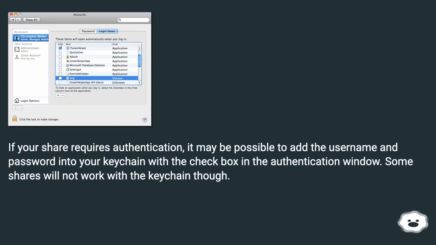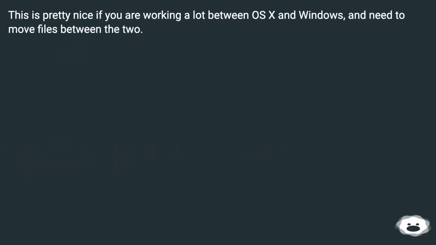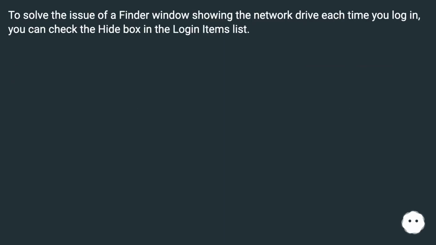If your share requires authentication, it may be possible to add the username and password into your keychain with the checkbox in the authentication window. Some shares will not work with the keychain though. This is pretty nice if you are working a lot between OS X and Windows, and need to move files between the two. To stop a Finder window showing the network drive each time you log in, you can check the Hide box in the Login Items list.